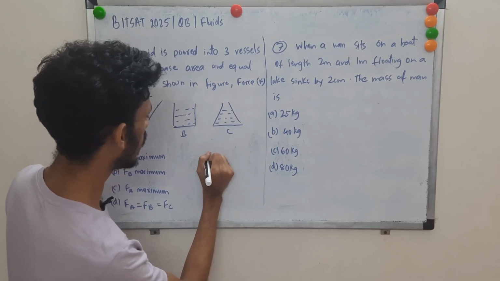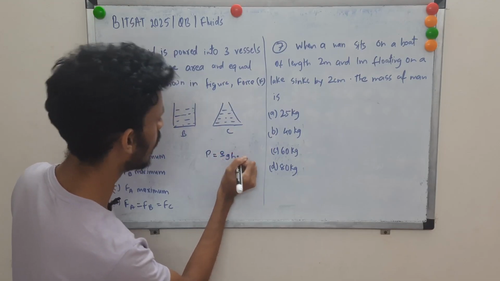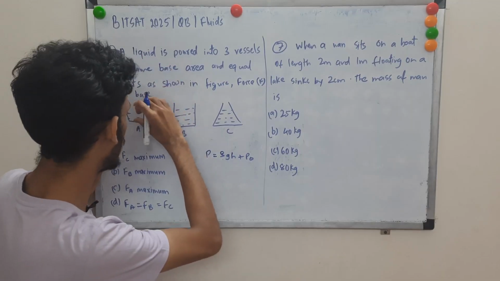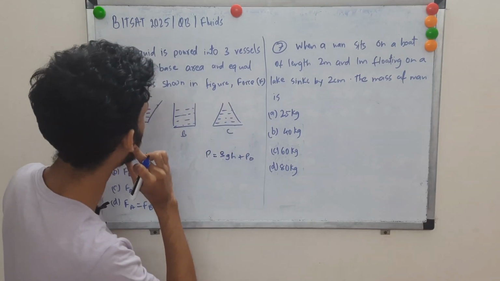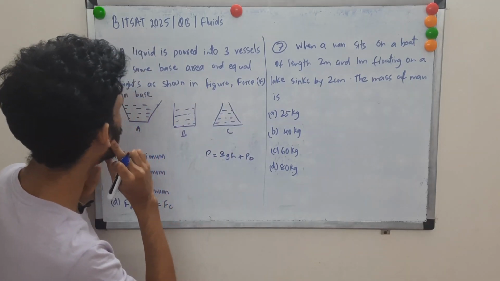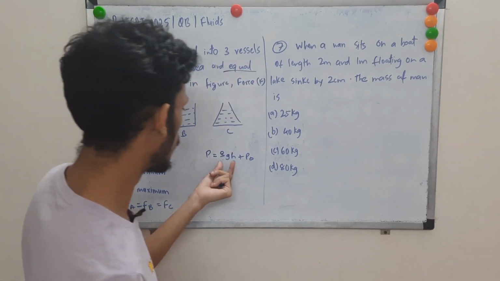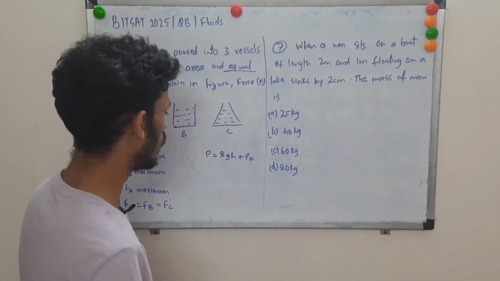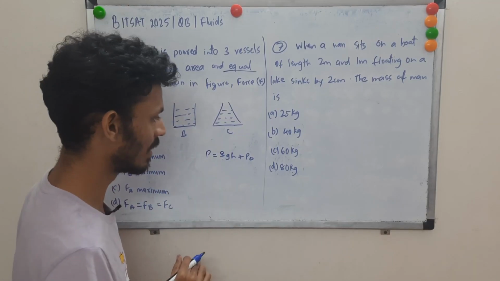So in each of the cases, what is the pressure? Pressure will be rho g h, right? And also the atmospheric pressure, P naught, plus this column of height h, right? And the height h is kept the same throughout. So this rho g h is the same, atmospheric pressure is the same, of course. So the pressure on the base is the same for each of these cases, right?